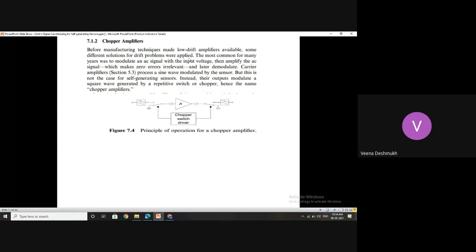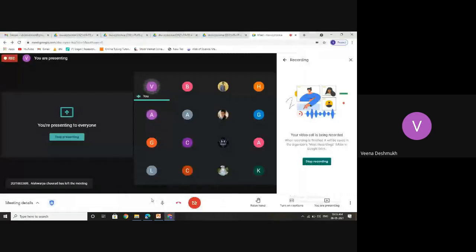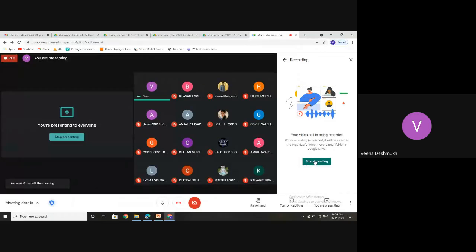So next is design of chopper amplifiers. This I will take up in the next class. Any doubts here? Regarding power supply rejection ratio, any doubts?